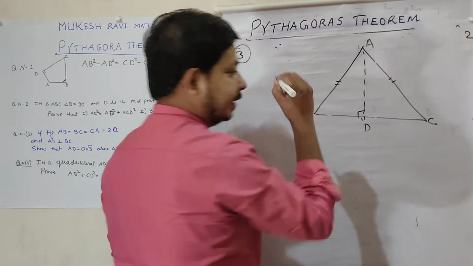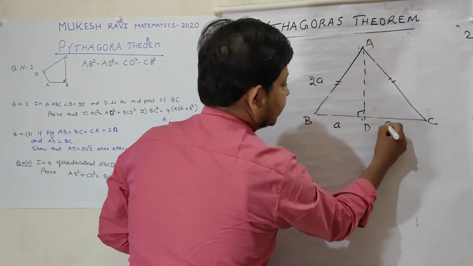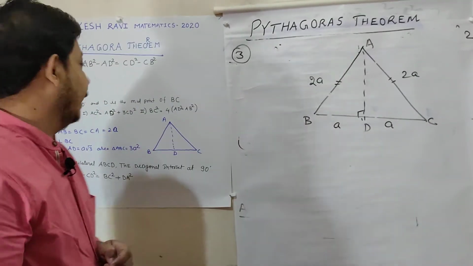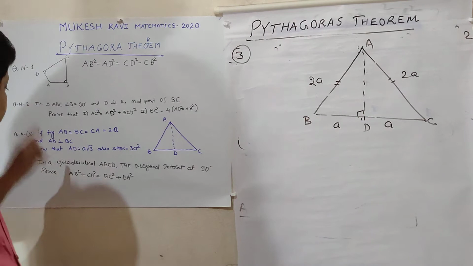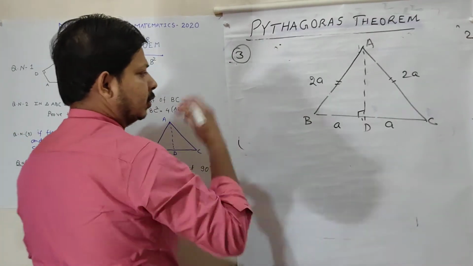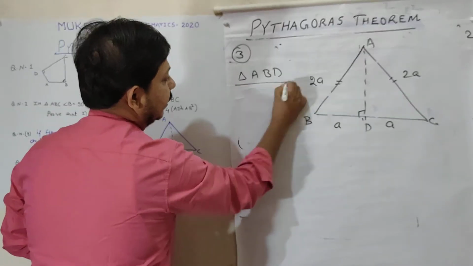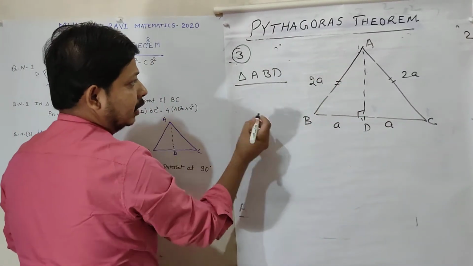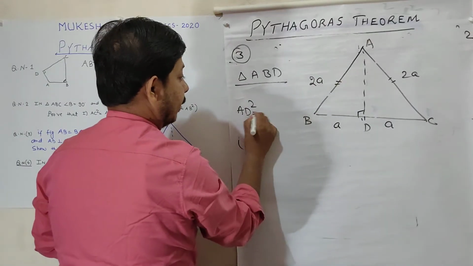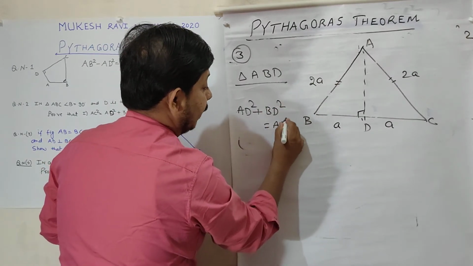So this is 90 degree. Now this is 2A. This is A. This is A. This is 2A. So this AD is the perpendicular height. We have to prove here that AD is equal to A root 3. Apply the Pythagoras theorem here. So Pythagoras theorem, triangle ABD. So AD square plus BD square is equal to AB square.